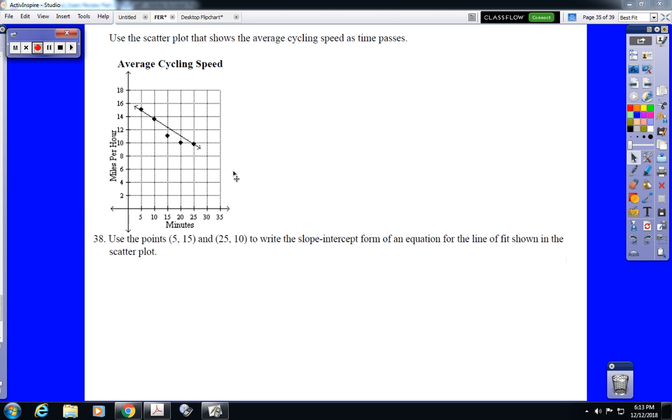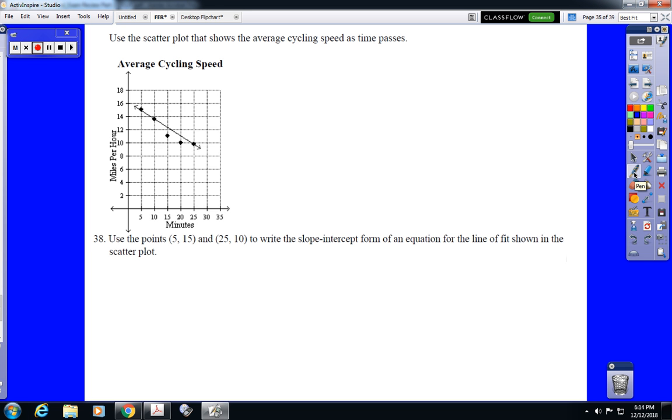Here are the solutions for page 8 of the second review packet for Algebra 2. It starts off with a scatter plot. It says it shows the average cycling speed as time passes. We have two questions dealing with this scatter plot, number 38 and number 39.